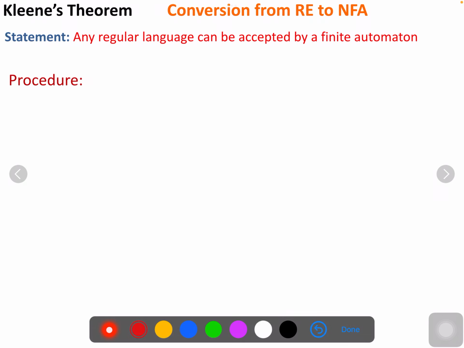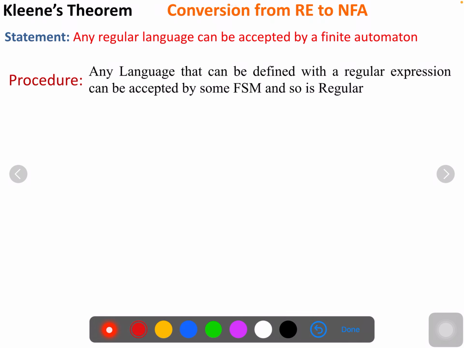The procedure is: any language that can be defined with a regular expression can be accepted by a finite state machine and so is regular. That is what we want to prove. The proof has two steps: one is the basis rule, the other is the induction step. For that you have to recall the recursive definition of regular expression.